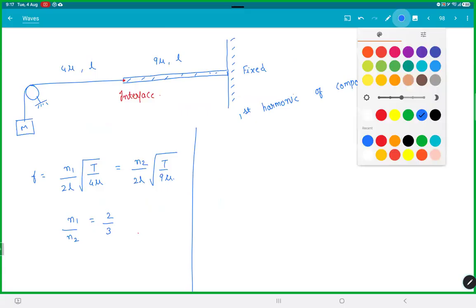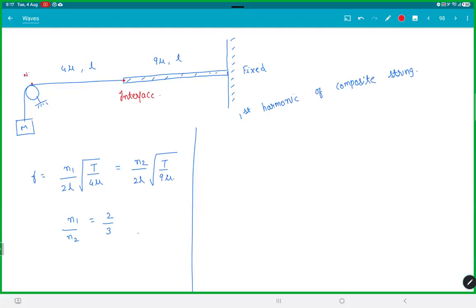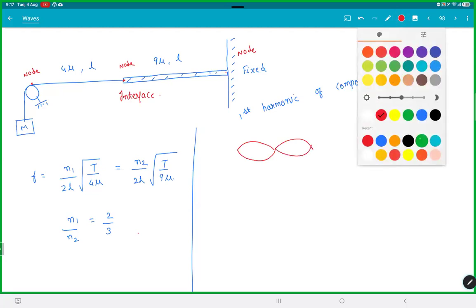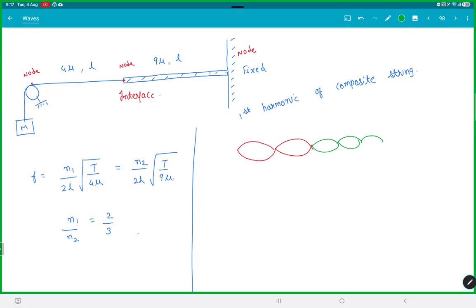So remember, we have two conditions now. One, the interface must be a node. The right side must be a node. This is the condition you have to satisfy. Second condition, the loops must always be in 2:3 ratio. That means the first harmonic will look like this. There will be two loops here, and there will be three loops here. This is your first harmonic. That means N1 is 2 and N2 is 3. So the second harmonic of the left string and the third harmonic of the right string is the first harmonic of the composite string. Is that making sense?